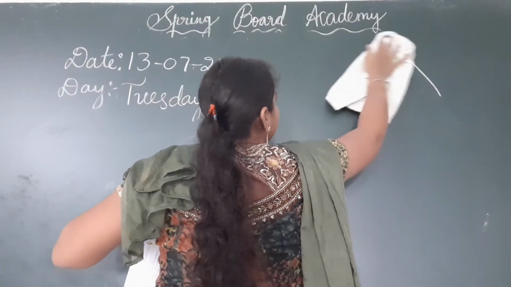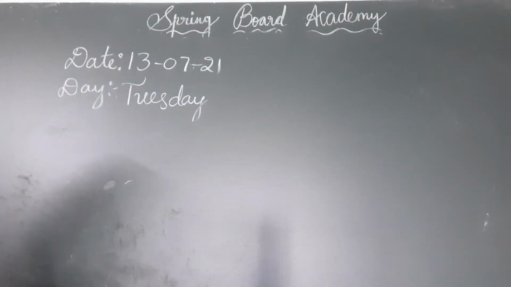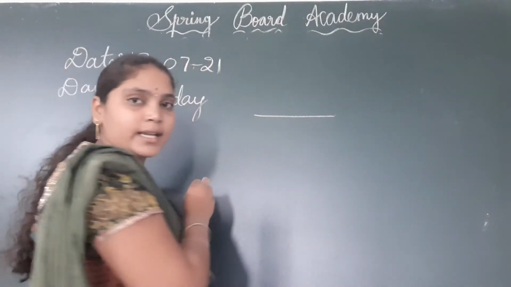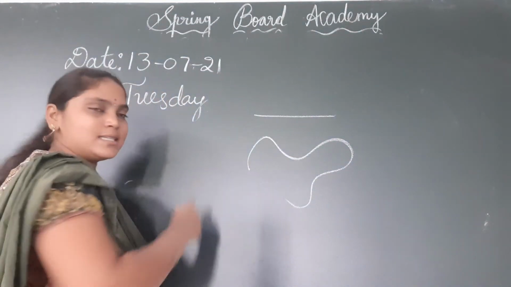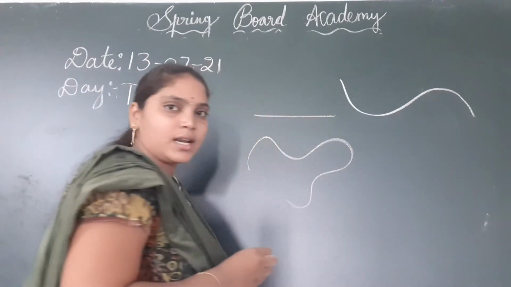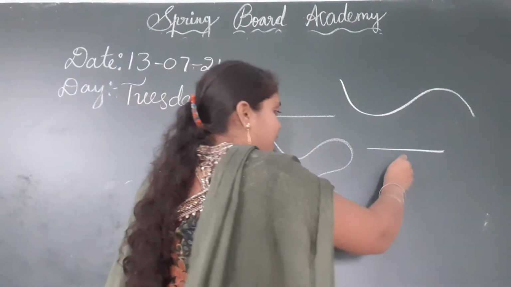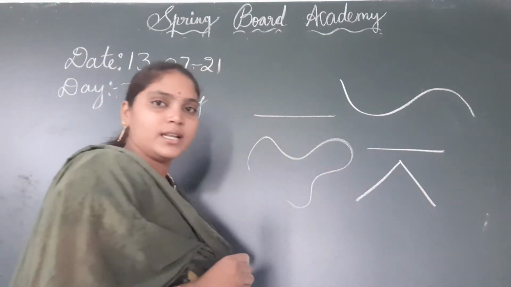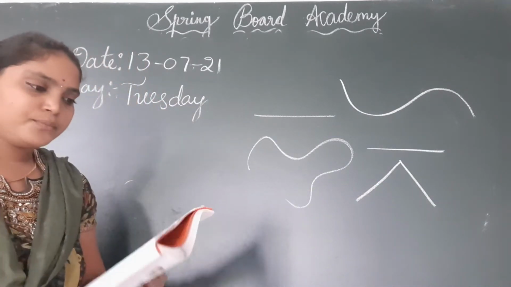So now I draw some lines. You have to identify whether this is a straight line or a curved line. So now tell me, children, what line is it? This is a straight line. And what line is it, children? Is this a straight line? No, this is a curved line. Yes, what line is it? Curved line. What line is it? Straight line. And what line is it, children? These two are straight lines. You have to identify like this, children.